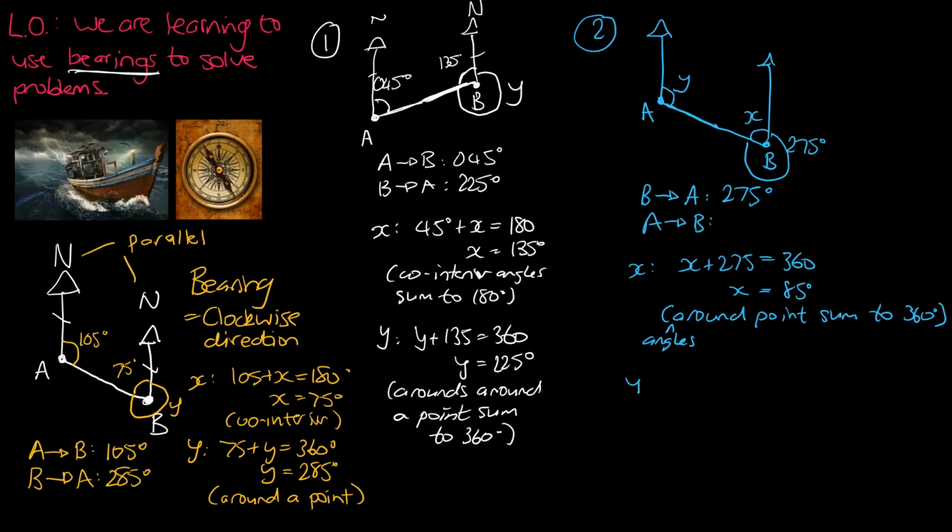Okay, now that we've done that, we can get rid of X from our diagram because we know that's a bearing of 85 degrees. And we can figure out Y using our parallel line rules, our co-interior rule. So we know that Y plus 85 has to come to 180 degrees, which means Y was 95 degrees. And that's because co-interior angles always sum to 180 degrees.